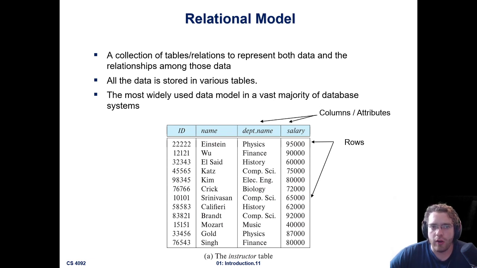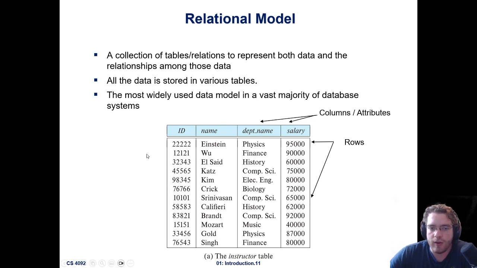The relational model in general is a collection of tables that represent both data and the relationships among that data. All the data is stored in various tables, and it's the most widely used data model in the vast majority of database systems, as shown here. The instructor table shows a relational model of instructors.